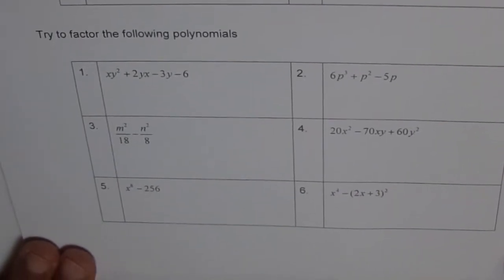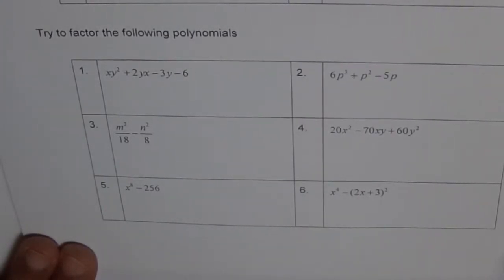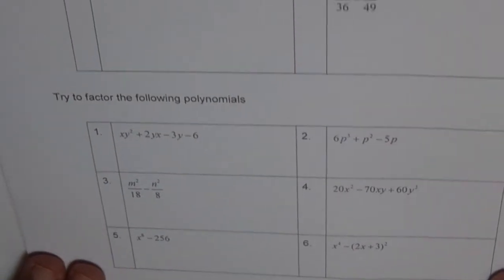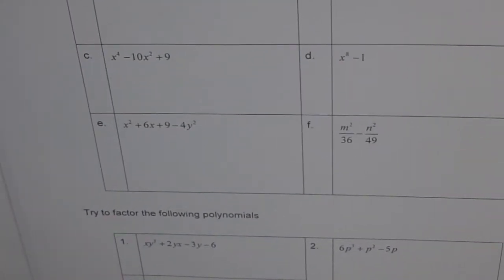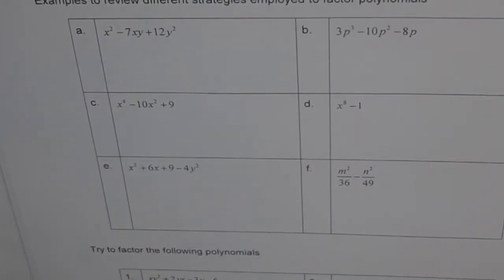And lastly, we have x to the power of 8 minus 256 and x to the power of 4 minus 2x plus 3, whole square. Alright, take your time to solve them. You can stop the video at this stage and then later on look into the solutions. Okay, I will try to solve the problems one by one and will explain to you the strategies which we will follow.